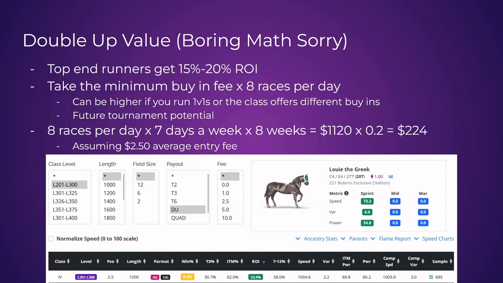Over the course of 2 months, my horse Louis the Greek is expected to make $224. So I have him valued at 1 Ethereum. Of course, I'm not expecting anyone to buy him at that much, but this horse has been dominant in double ups for basically the entire 2.0 racing, and he's crushing people in 1v1s. So he's making way more money than just this 23% in double ups.